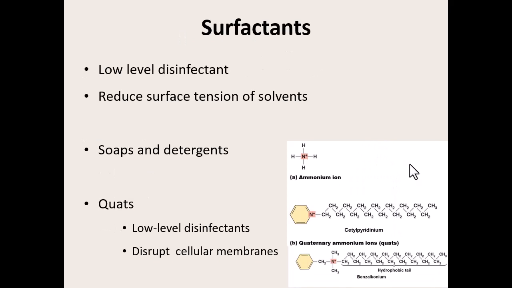Surfactants, these are low-level disinfectants that are commonly used. Their job is just to reduce surface tension so that the bacteria can't stick to surfaces as well. A lot of soaps and detergents are surfactants. So when you wash your clothes and you're adding some detergent to it, that's not sterilizing. You throw it in the heat in the dryer, and that heat probably kills more than the detergent does.